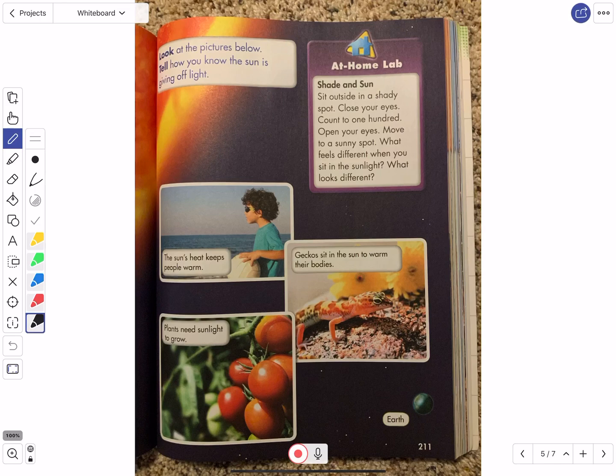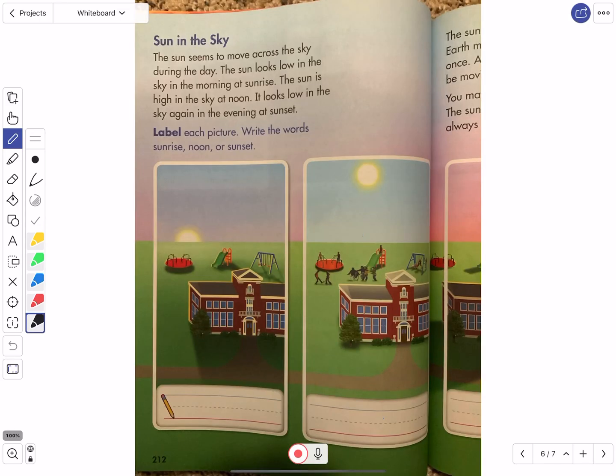Moving on to 212, 213. Again, please do these pages independently. Do those on your own and come back and join with me when you're done. Let's read together. Sun in the sky. The sun seems to move across the sky during the day. The sun looks low in the sky in the morning at sunrise. The sun is high in the sky at noon. It looks low in the sky again in the evening at sunset.